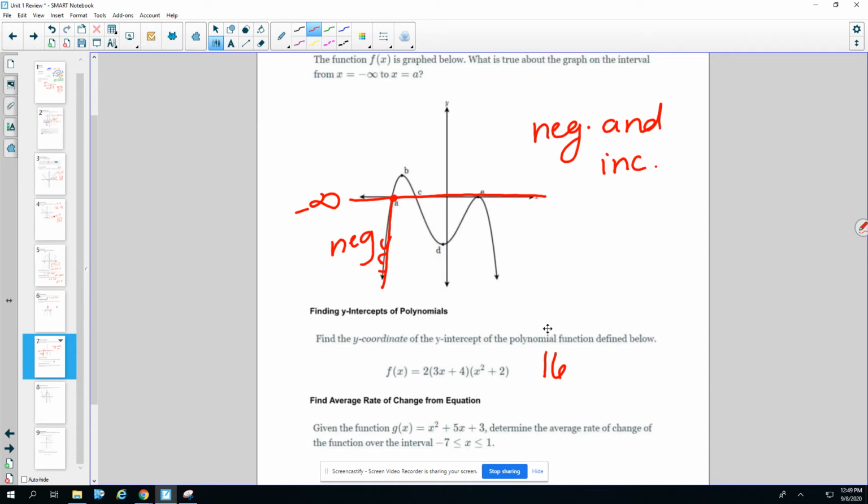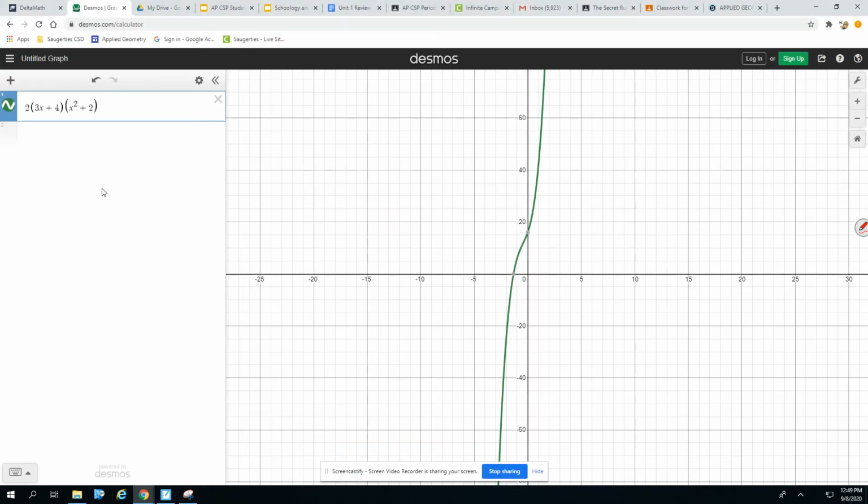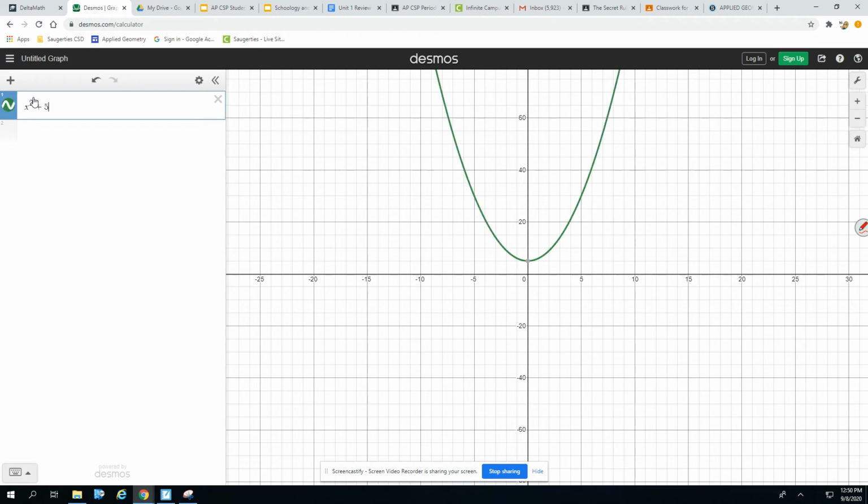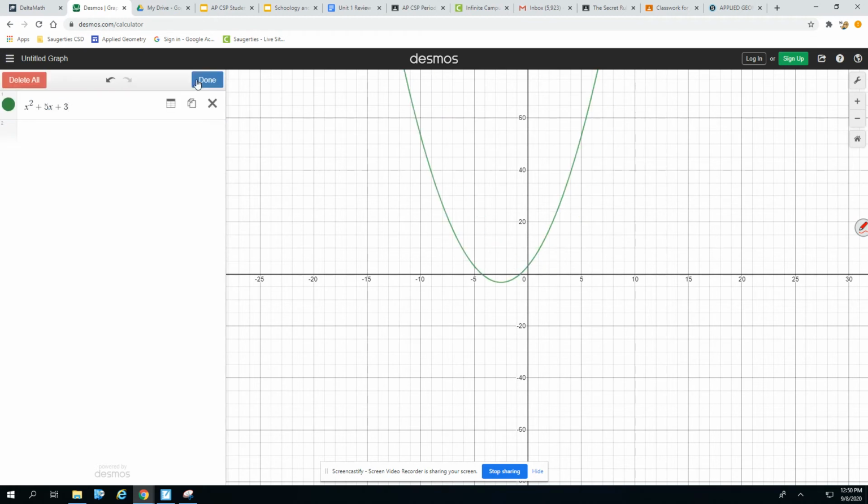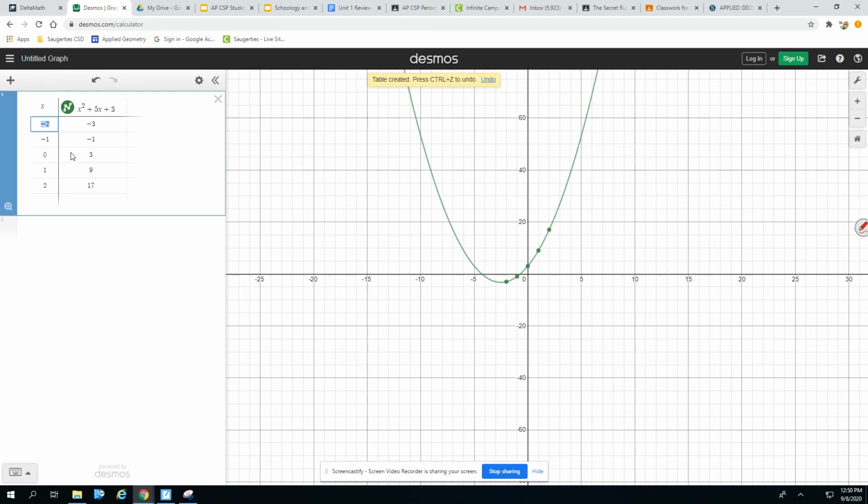I have another one where I have a function, determine the average rate of change of the function over the interval from -7 to 1. So I'm going to put this in that calculator and then get my table for -7 and 1. So we'll go back over here. x squared plus 5x plus 3. Remember the y= and the table. So my two numbers I need are -7, and I do have 1 in here already down here. I can see the 1, 9, but I'll just put it up here so I can see both of them.